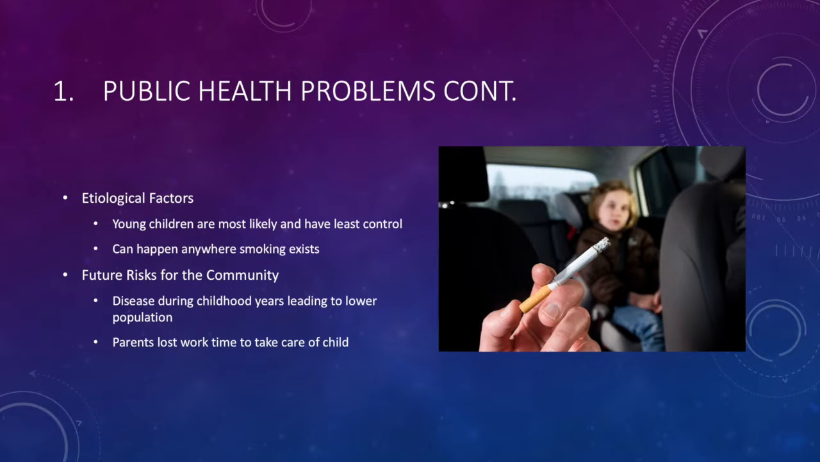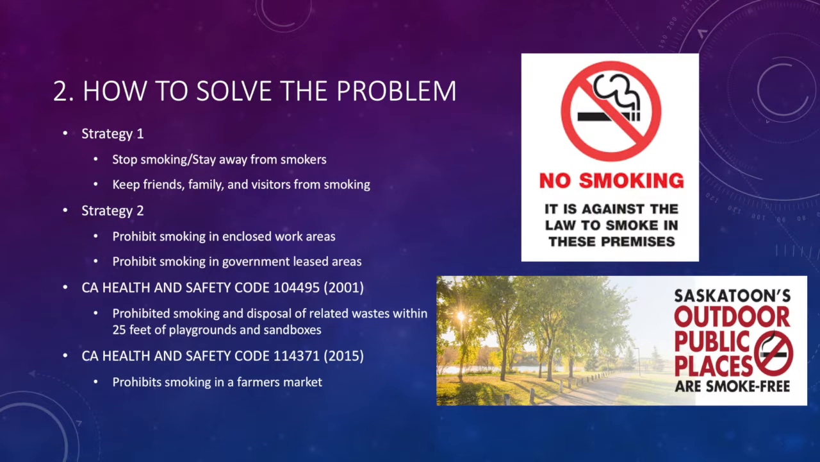So future risk for the community can include diseases during the childhood years leading to death, since this disease can be fatal, and parents losing time having to take care of the kid. This also doesn't include the discomforts that the child goes through, and some of these problems may add up into a huge medical bill. Moving on to our next topic, how to solve the problem.